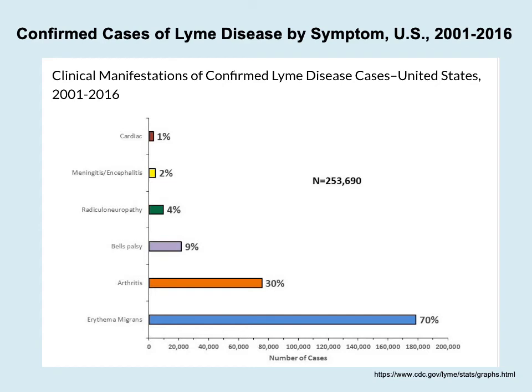This figure represents the breakdown of reported Lyme disease cases from 2001 to 2016 by disease manifestation. The majority of cases are the erythema migrans rash. Other manifestations are less common, and some patients have more than one presentation.